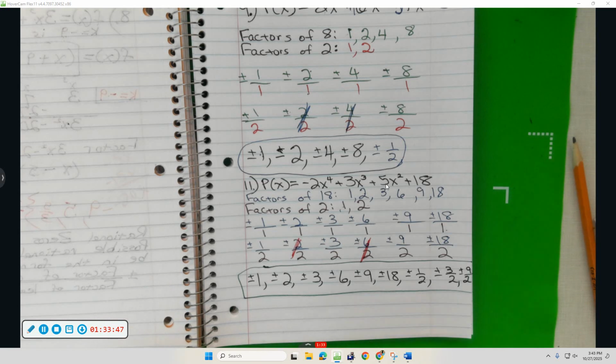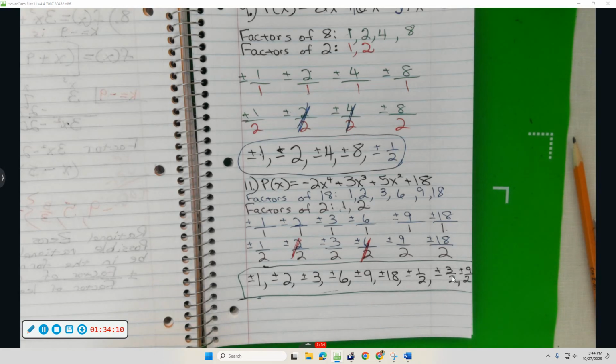Someone asked, could I plug a negative 7 over 15 in for x and get a 0? No. What would your answer be? No, it's not. Here are the only numbers that could possibly be zeros. What about 5? Could I plug a 5 in and get 0? No, it is not. These are the only numbers that could possibly be zeros.